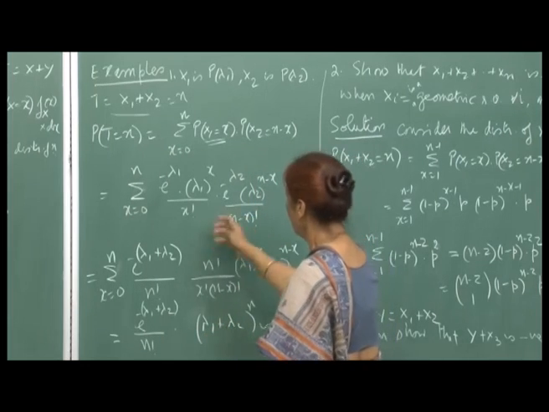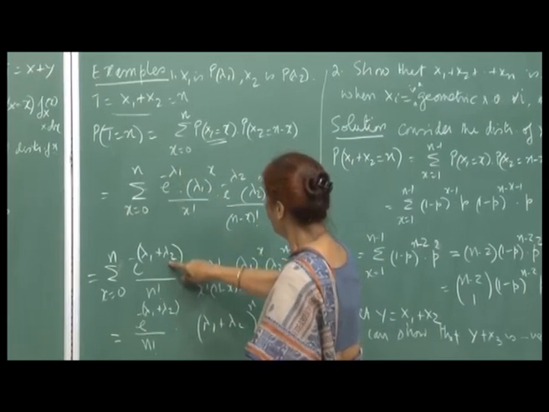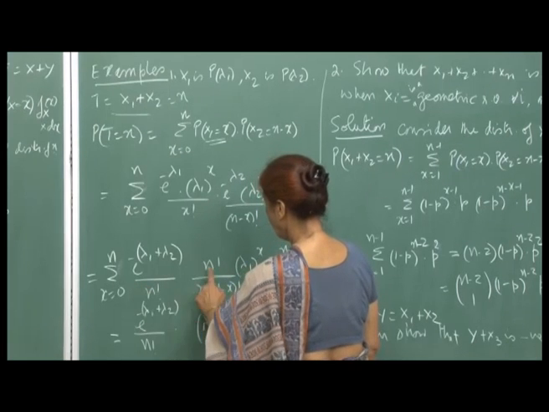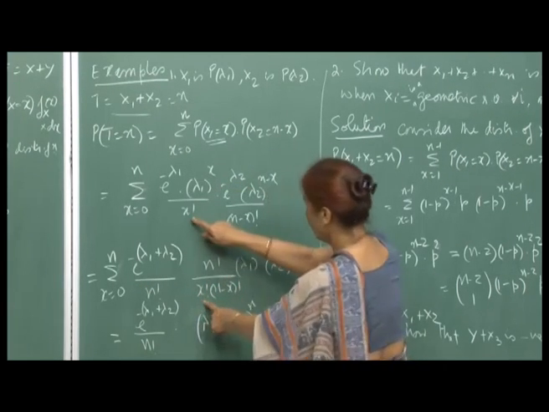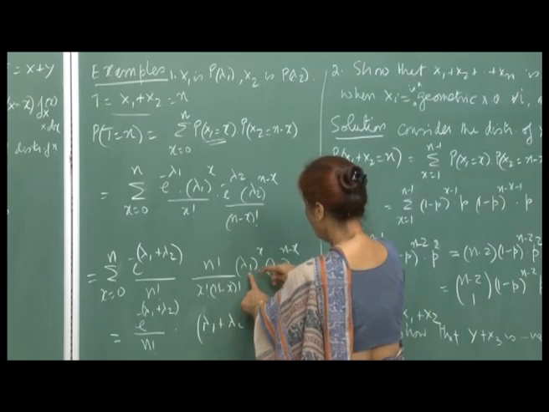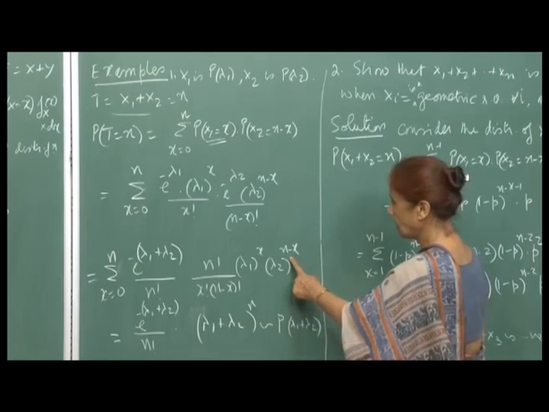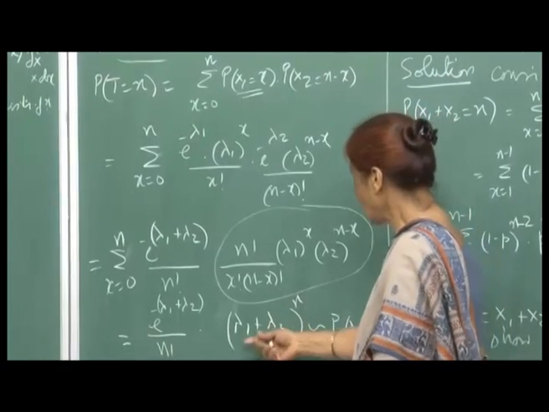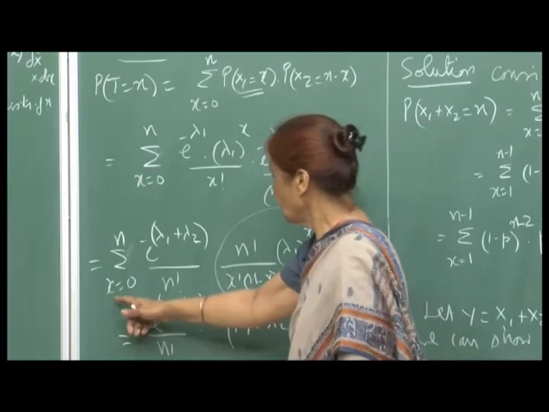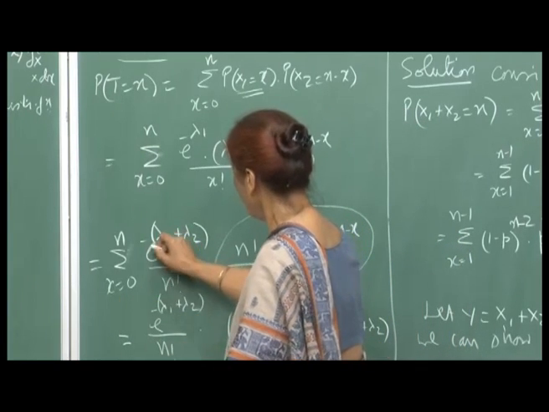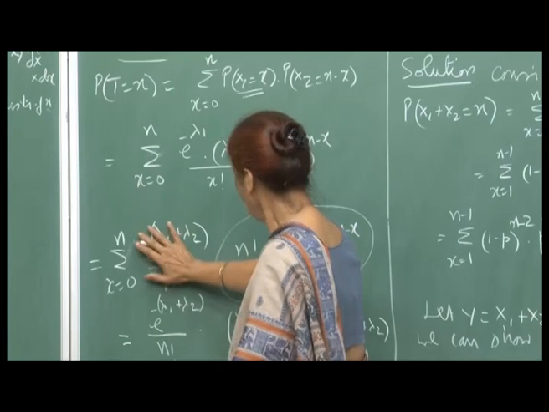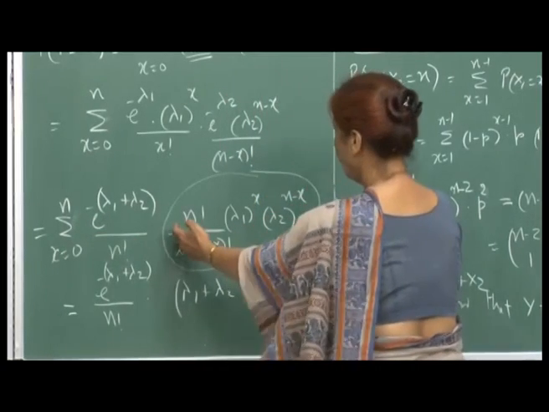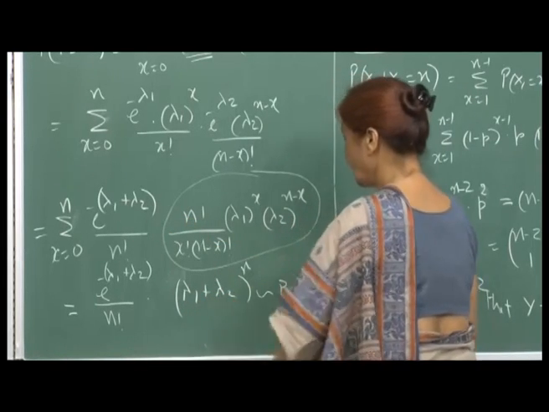Now just rearrange the terms: e raised to minus of lambda 1 plus lambda 2, then I have divided and multiplied by n factorial. So this is n factorial, and then here it will be n factorial divided by x factorial and n minus x factorial, and then you have lambda 1 raised to x and lambda 2 raised to n minus x. You can see that this is the binomial expansion of lambda 1 plus lambda 2 raised to n, because you are summing. This thing, e raised to minus lambda 1 plus lambda 2 divided by n factorial, is independent of x, so I take it outside, and then the summation over x from 0 to n of this will be lambda 1 plus lambda 2 raised to n.